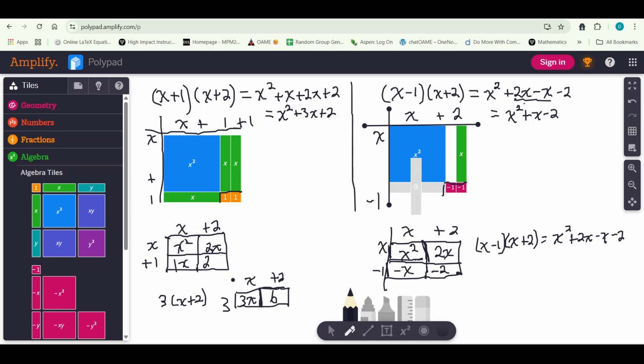So we can see that it's a nice jump from the algebra tiles to the area model. And what this allows us to do is we're building the foundation to go backwards and do the factoring, which we'll save for another video.